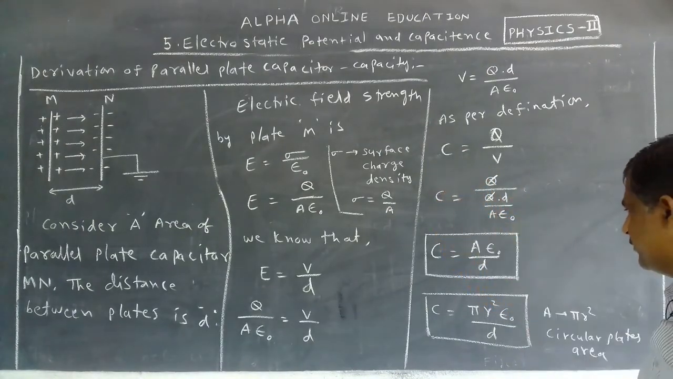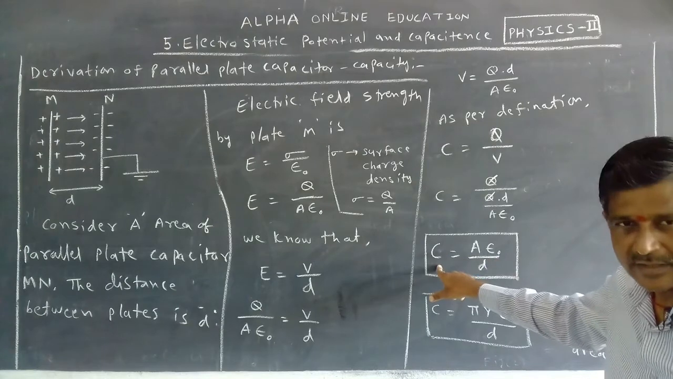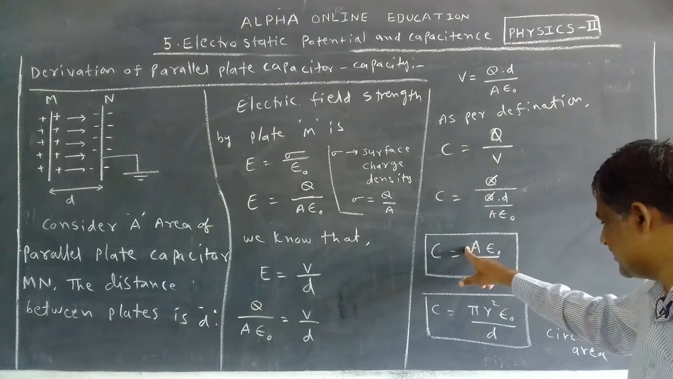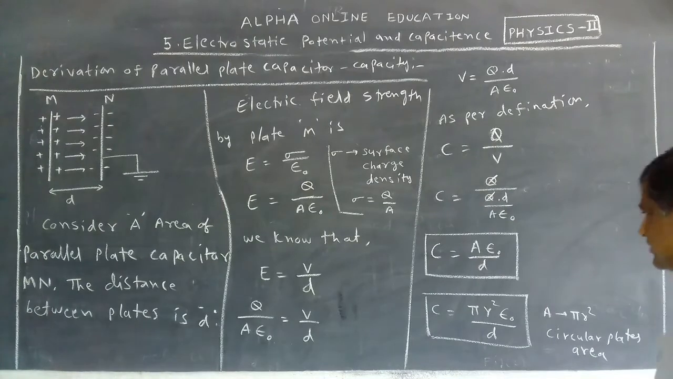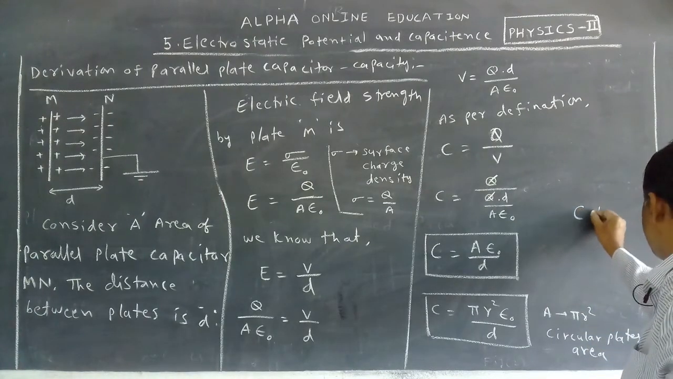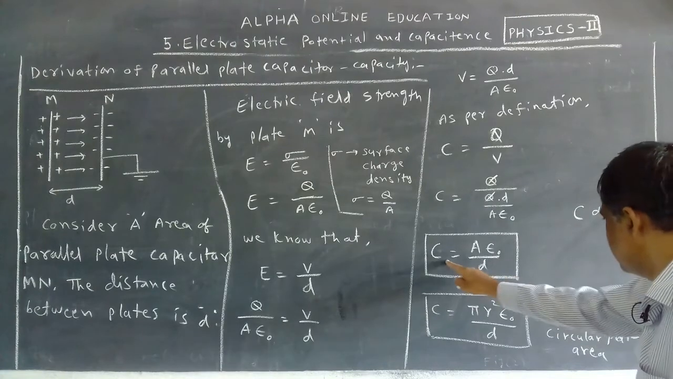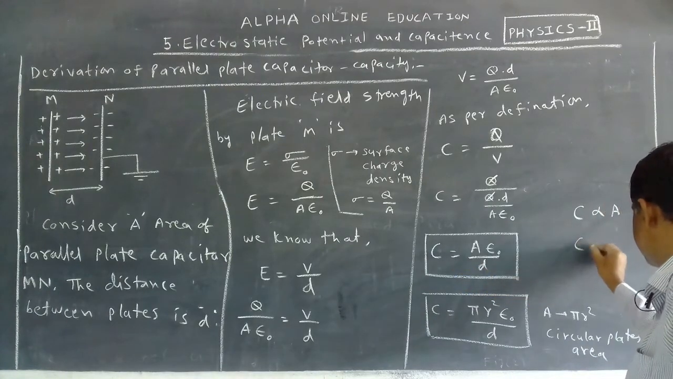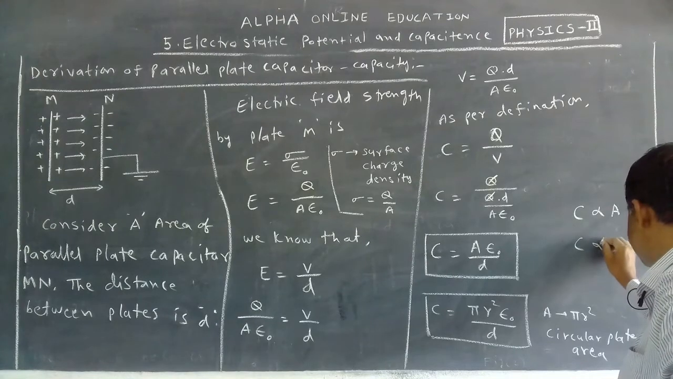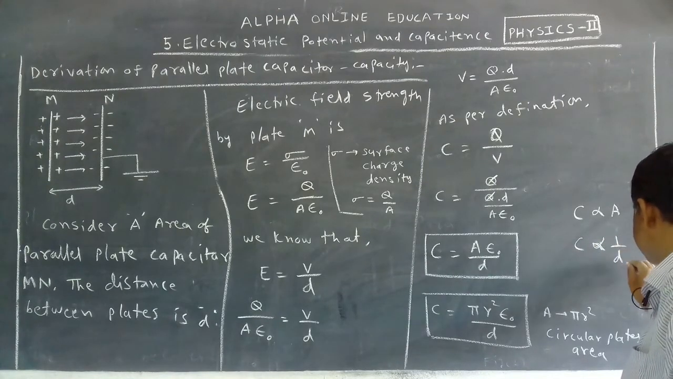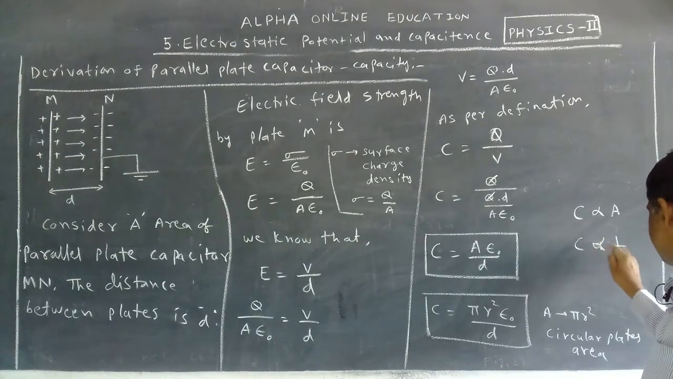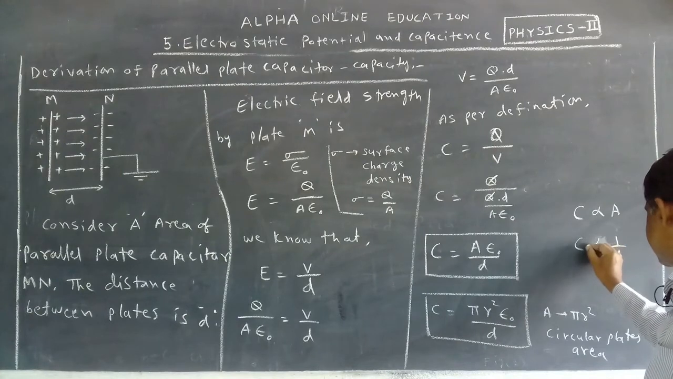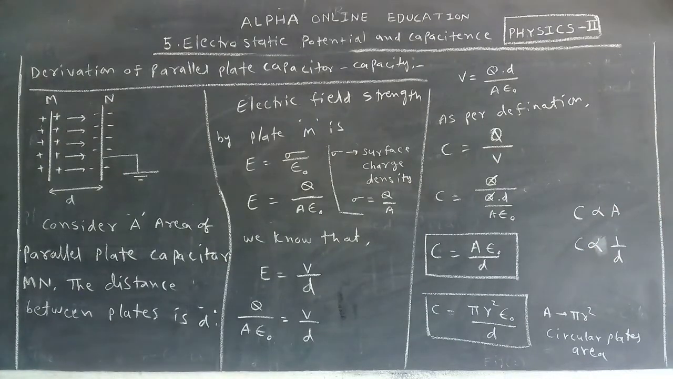When the area increases, capacity increases. When the area decreases, capacity decreases. So proportional relation is there. C is proportional to A. Now between C and D, it is an inverse relation. When the area increases, capacity increases. When the distance between the plates decreases, the capacity increases.